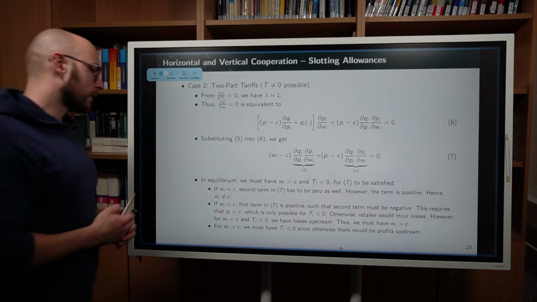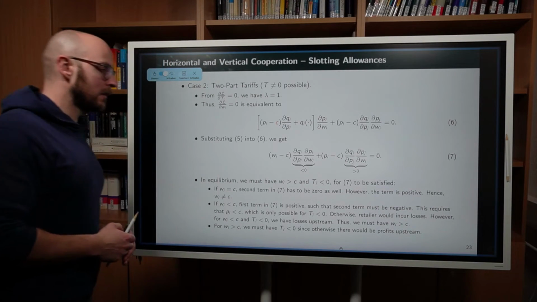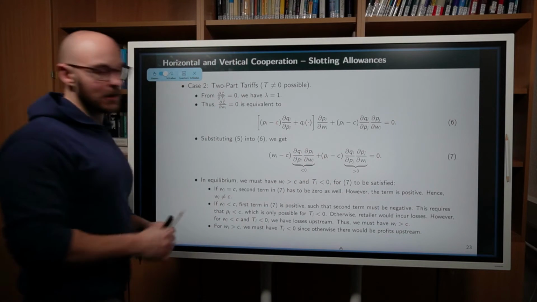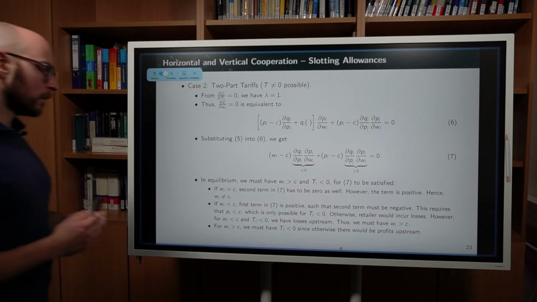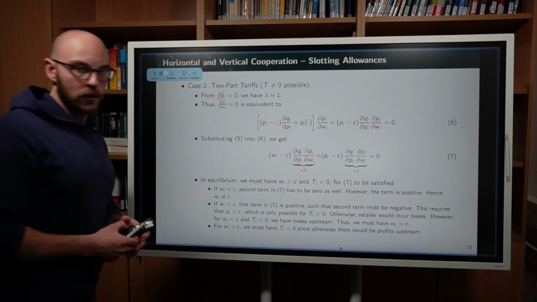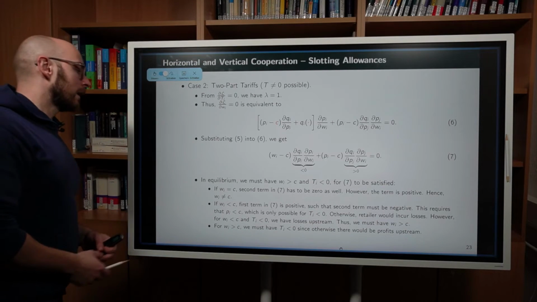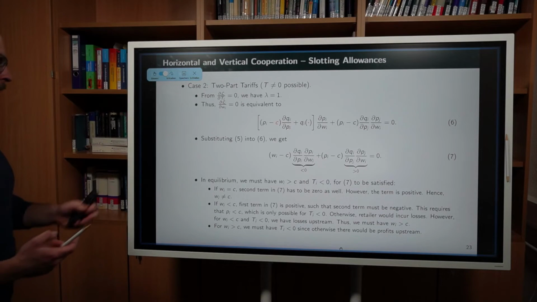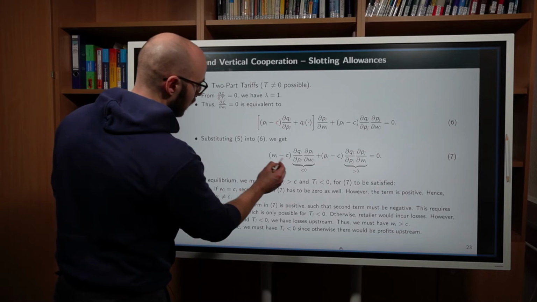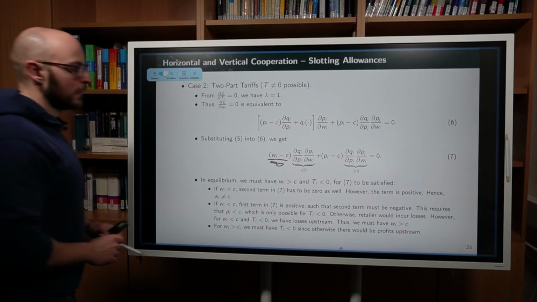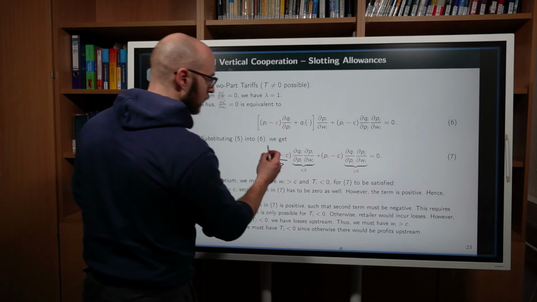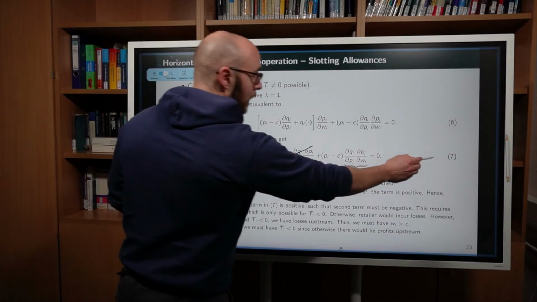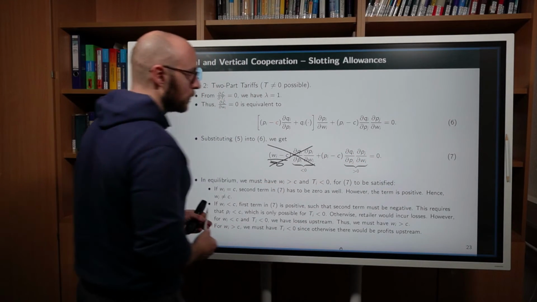And what we want to show is that the wholesale price exceeds marginal costs in equilibrium, and the tariff is negative. So that's what we will show, and we will basically do that by contradiction. So let us first assume that Wi is equal to C, right? So if Wi is equal to C, then we have 0 here. If we have 0 here, then this term will drop out, it will be 0. If 7 is to be satisfied, then this one would have to be 0 as well.